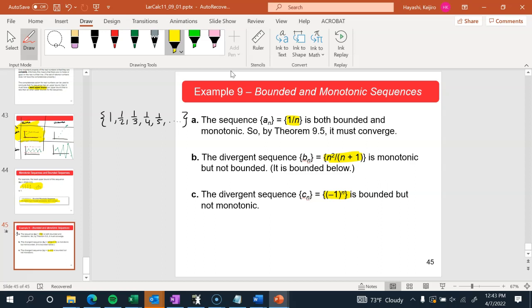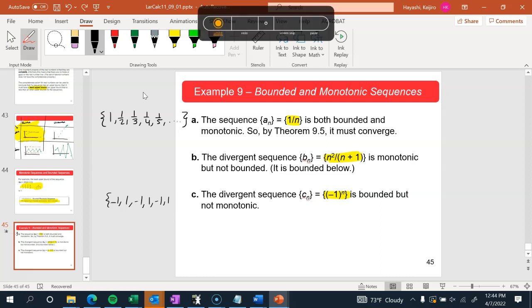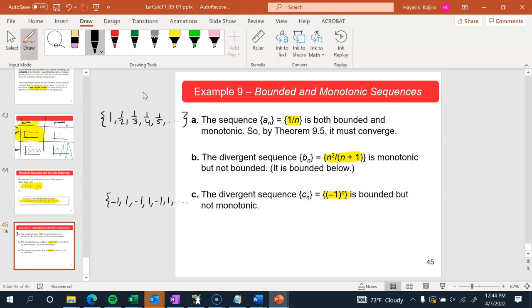And (-1)^n, that's the sequence that just goes -1, 1, -1, 1, -1, 1. That is bounded by 1 and -1. It never goes past those bounds, but it's not monotonic. So you can't say anything about its convergence. In fact, this is a divergent sequence because it never actually settles upon any sort of value. All right, so that's sequences.